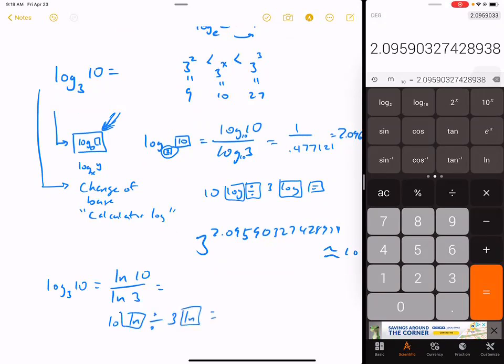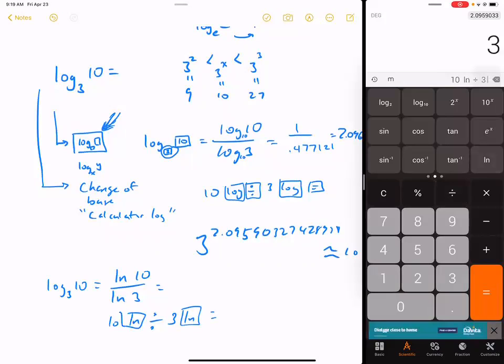Everyone try that. I want to make sure it sits in your brain that it doesn't matter which log I choose as long as they're the same log. And this is also why we call it change of base, because you can change it to any log you want. So if I type 10 natural log, that's not a nice 1 anymore, divided by 3 natural log equals, oh my gosh, it gives us the same 2.0959.